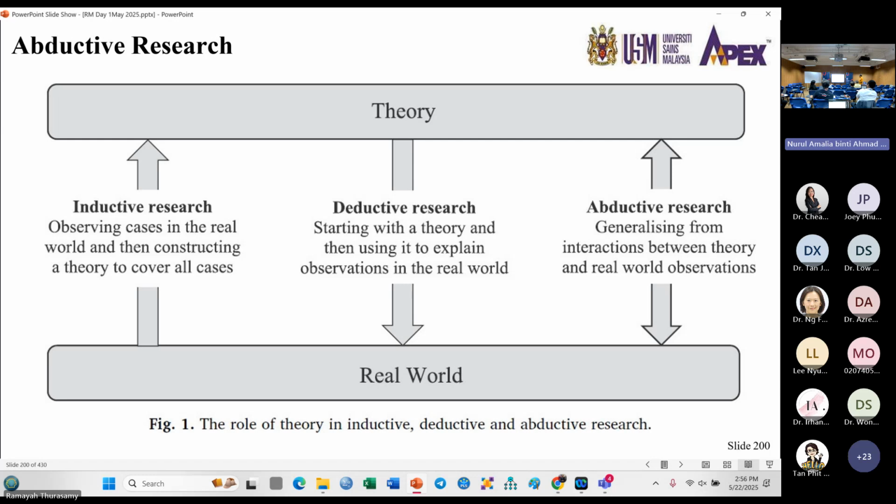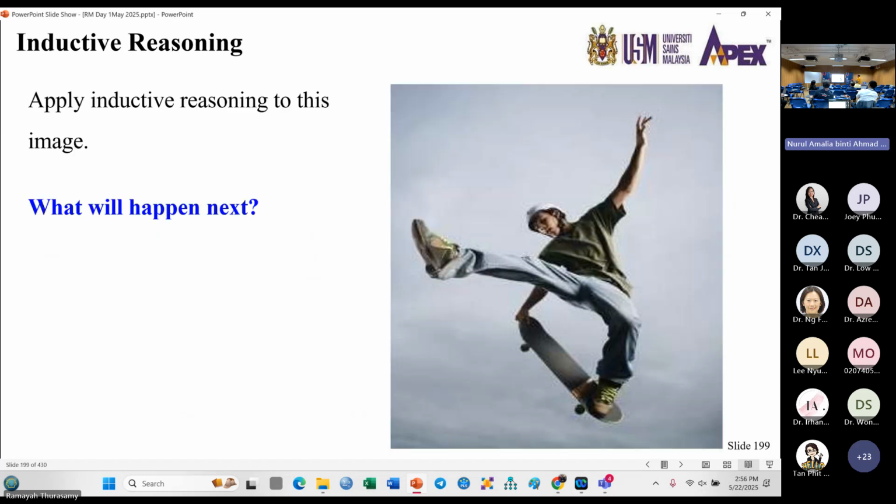Okay, here we have this picture, right? Based on the picture, what will happen next? Okay, most people will say the person will fall down, right? But the person can also land safely, right? Okay. So that is where reasoning comes up with the alternative. Whereas in deductive reasoning, you are jumping to a conclusion based on the observation.